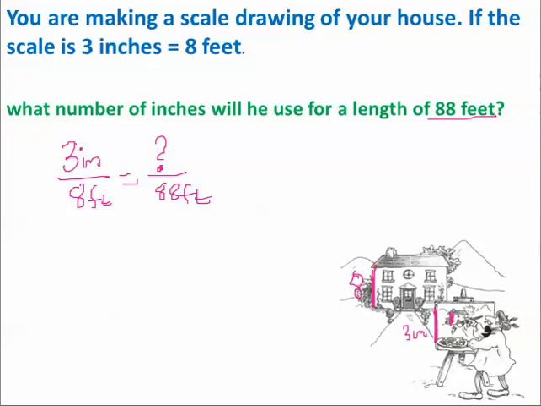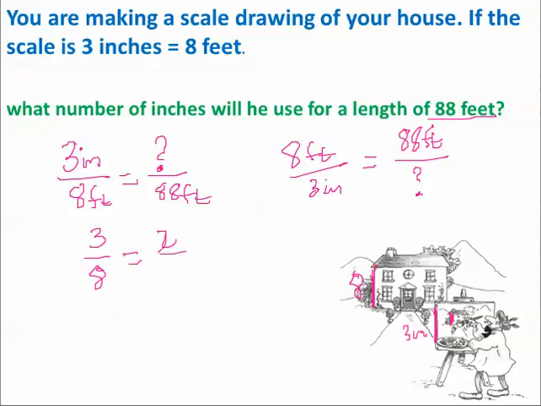Make sure when I set these up, you can set them up in different ways. Somebody else might have come in and said, oh, it's 8 feet to 3 inches, which would be absolutely fine as long as when they came over here, they said that means 88 feet to how many inches. So see how I could flip them both, but I need to put feet both on top or feet both on bottom. So this is my equation I'm trying to solve for, and it's really 3/8 equals x over 88.